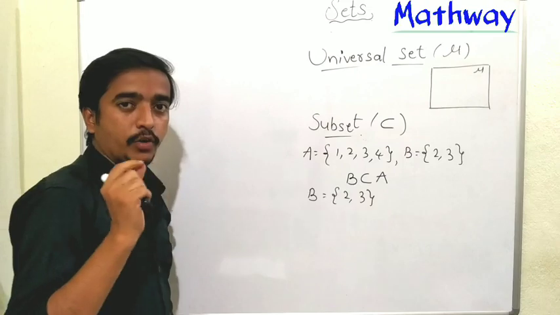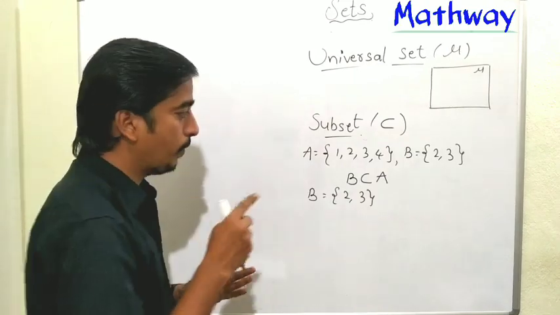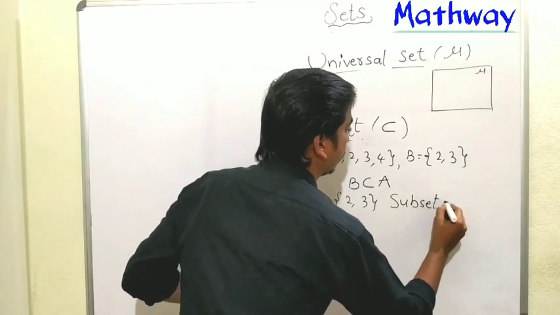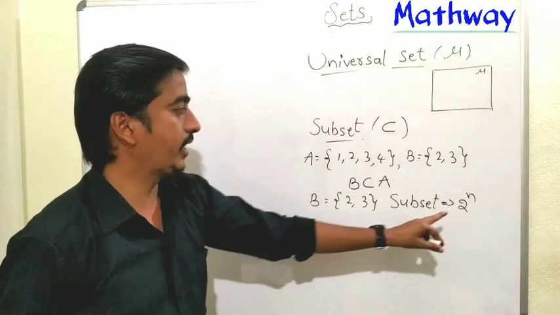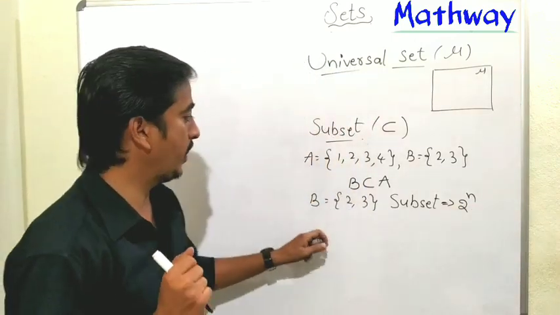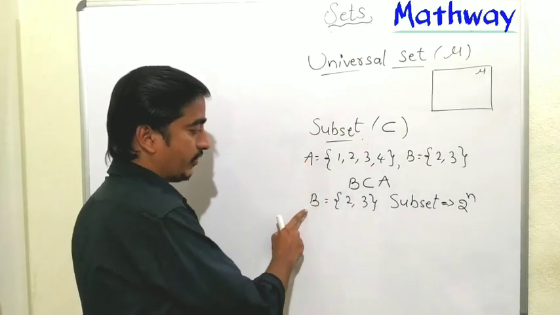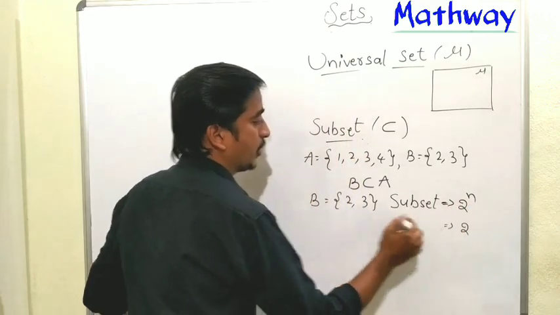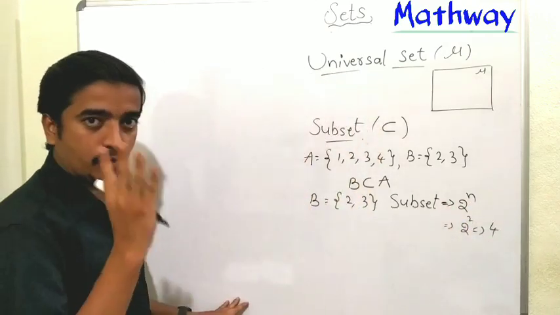So if you want to find the number of subsets for B, we need to use the formula 2 power n. Here n is the number of elements. So how many elements are here? 2. So how many subsets are there for the set B? You can find like this: 2 power number of elements, 2 power 2, that is 2 square is 4. So it has 4 subsets.